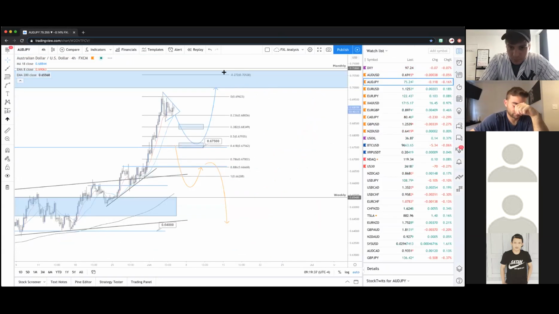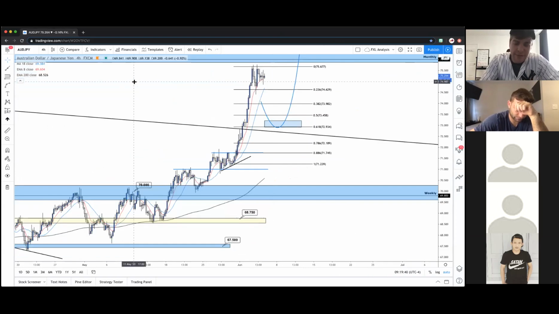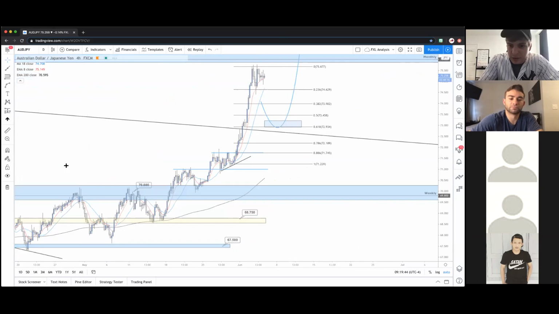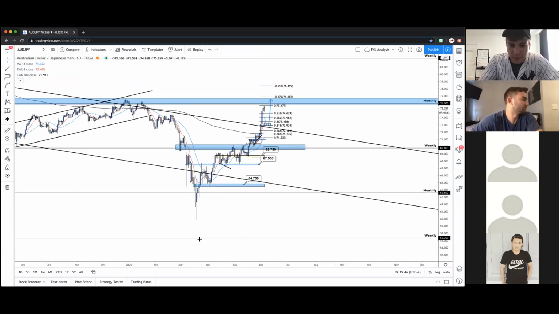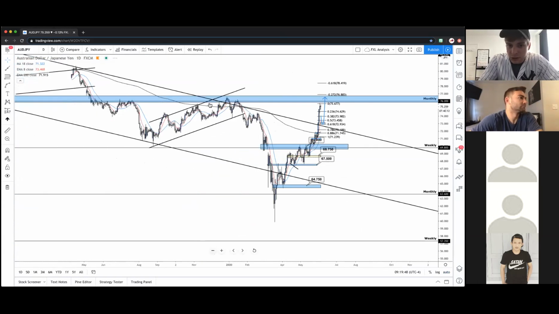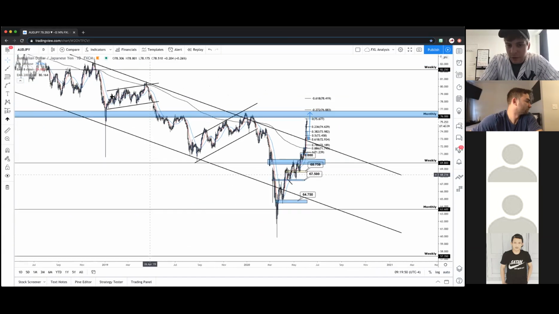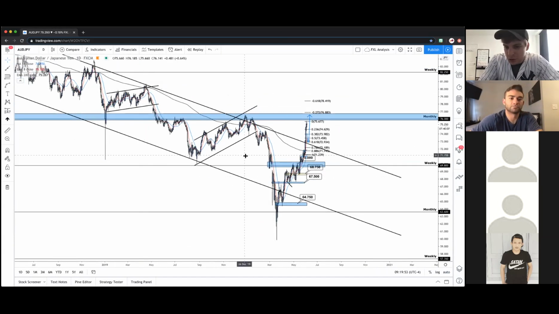All right. AJ, on to AJ. Very similar to AU, pretty much identical to what I just covered. Let's go ahead and jump to the daily time frame, see what's going on. Super bearish, as we can see off the bat, guys. Very, very bearish. A huge, very steep bearish channel.